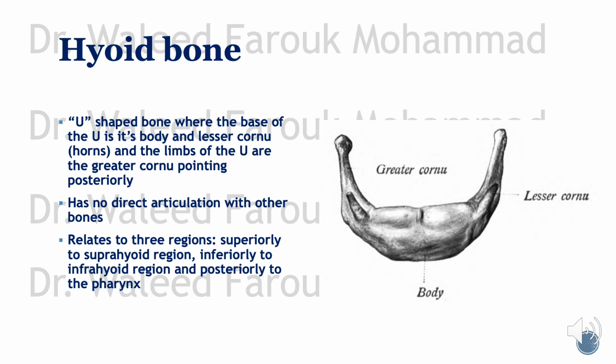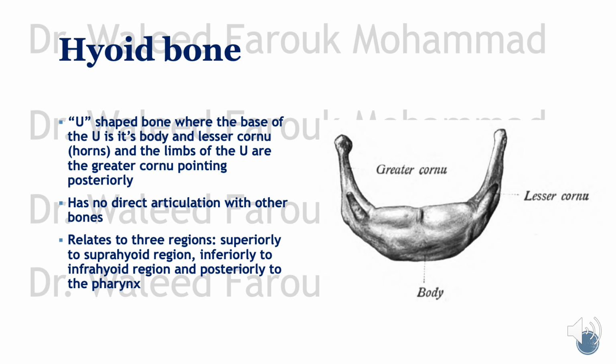The hyoid bone. I hope you got a good idea about the cervical vertebrae. What we said so far is very important, so please pay attention to it. The hyoid bone is U-shaped, the base of the U being the body of the hyoid, and the limbs of the U are the posterior cornua, or posterior horns, of the hyoid bone. It has two lesser horns coming out of the body anteriorly, lesser cornua and greater cornua.